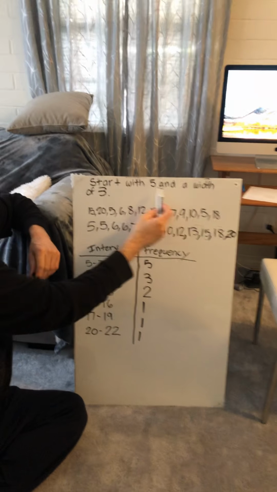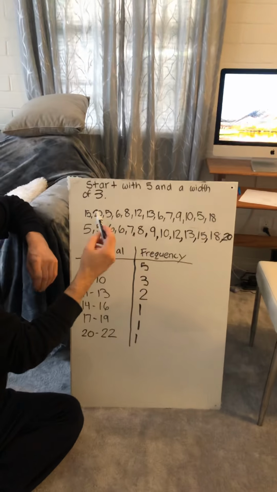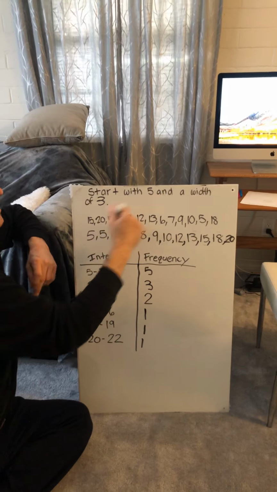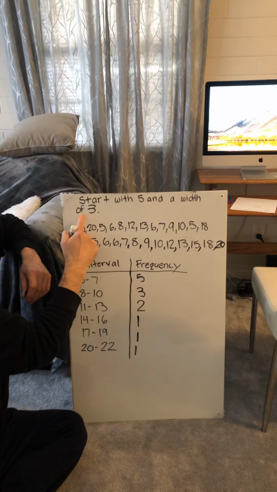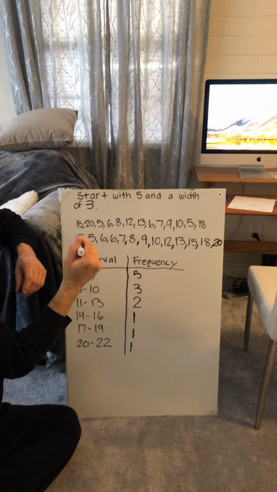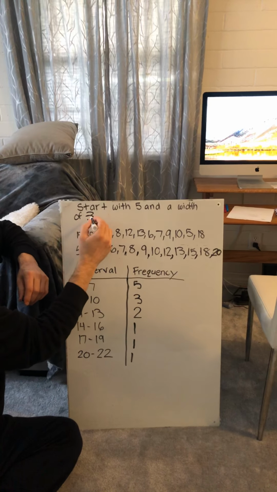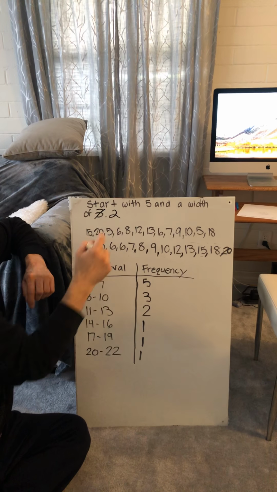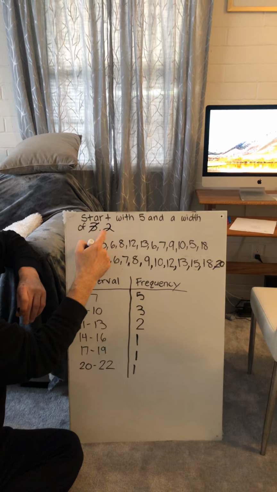It says start with 5 and a width of 3. When I'm looking at this first sentence, I'm looking for the number after it says width. The number says 3. What we do is we always subtract 1 from this number. So I subtract 1 and I make it a 2. What we're going to do with that 2 is we're going to use it in our interval chart.